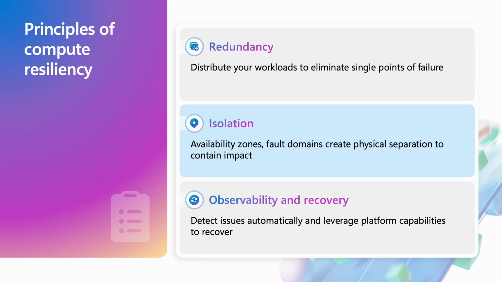Third is observability and recovery. Resiliency requires the ability to detect issues the moment they happen and act immediately. By monitoring the health of your application and connecting these signals to the platform, you can enable automated recovery, whether that's restarting a stuck instance or recreating an unhealthy VM in a different availability zone. These principles, redundancy, scalability, observability, and recovery, are embedded into Azure's core services. Understanding them is the first step to leveraging the platform effectively.